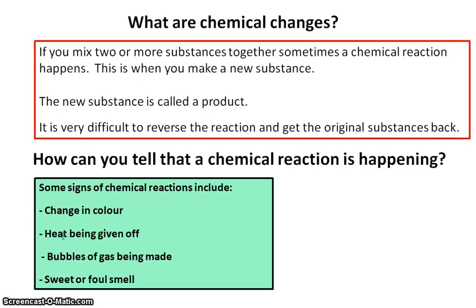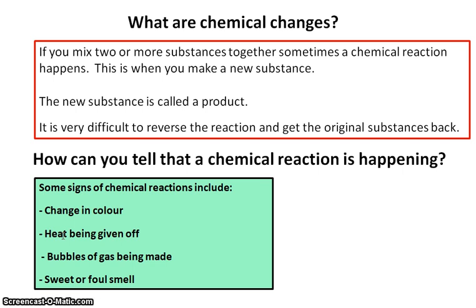What are chemical changes? If you mix two or more substances together, a chemical change can happen if you meet the right conditions. Now, when a chemical change happens, you get something completely new and different to the starting materials, and you cannot easily reverse a chemical change. Chemical change is also called chemical reaction.